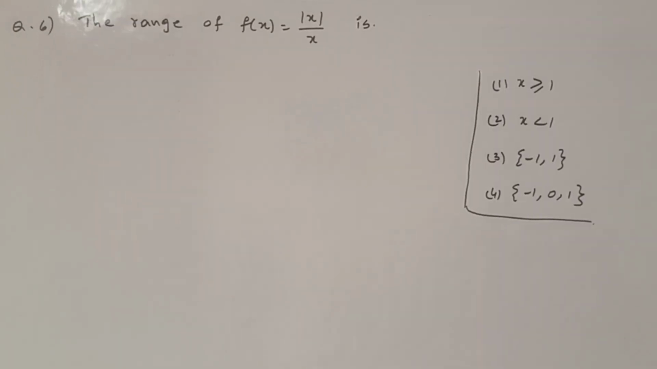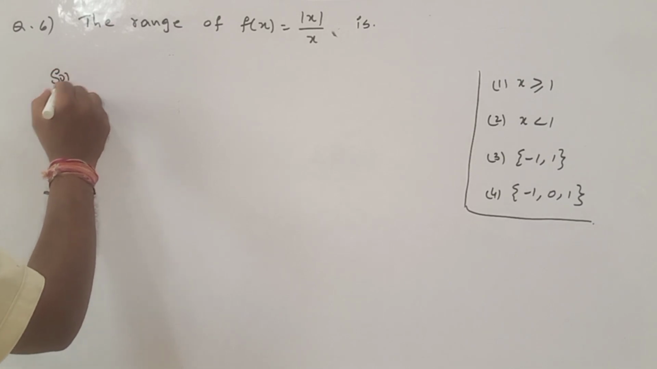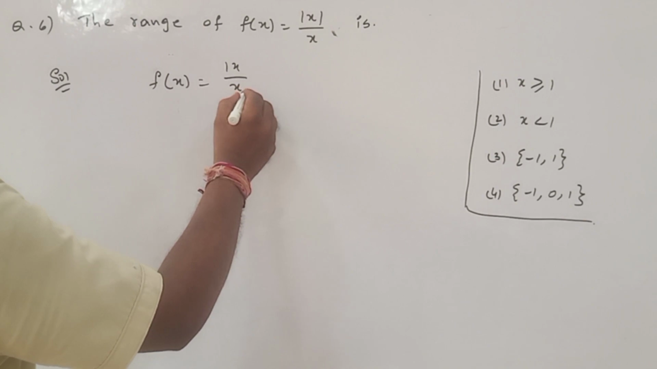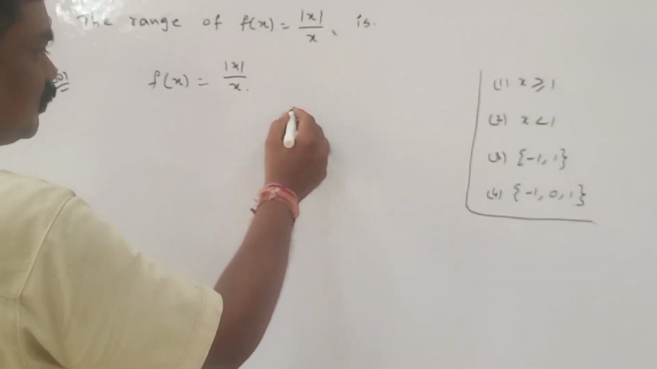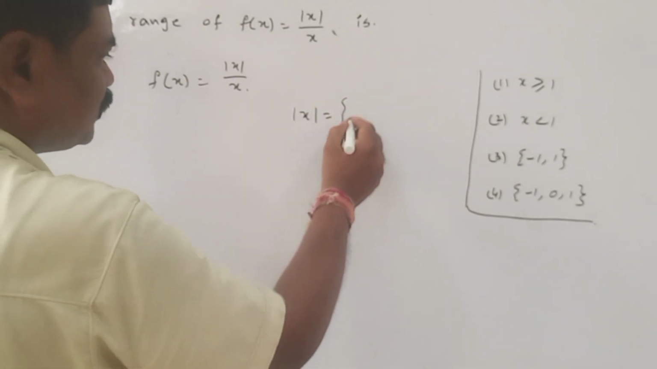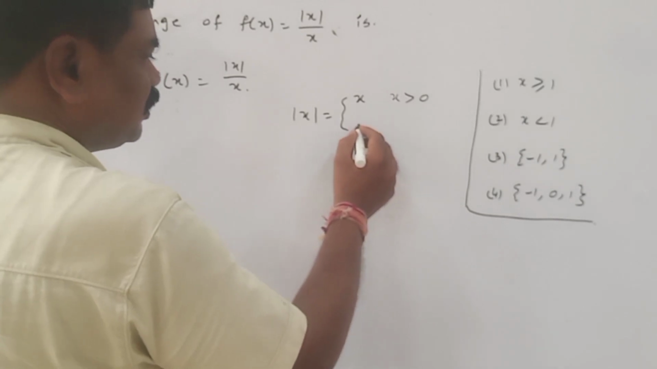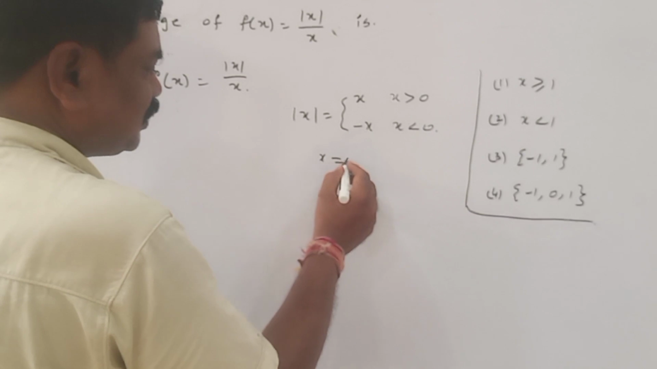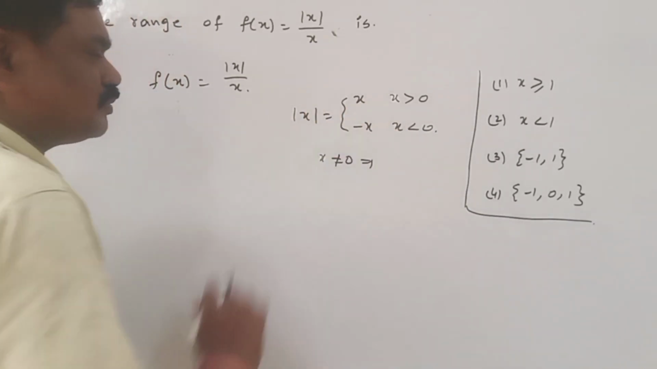Here we have the problem. The range of f of x is equal to mod x by x. So here f of x is equal to what? Mod x by x. See here the mod x value: this is x if x is greater than 0, and minus x if x is less than 0. Suppose x is equal to 0, this is not defined, so x is not equal to 0.